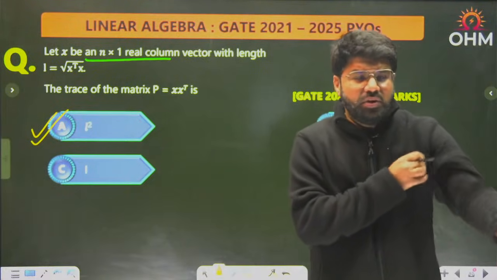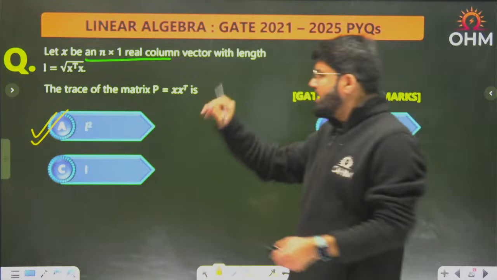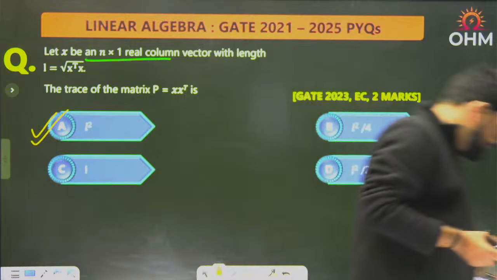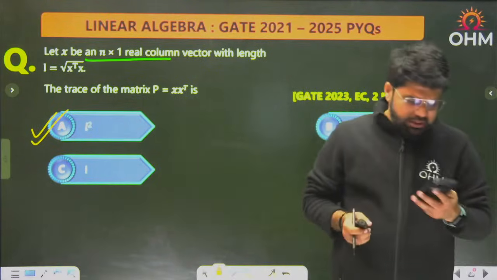And then in GATE you will find questions around this concept of matrix x x transpose, where x is a simple vector, x into x transpose based questions.